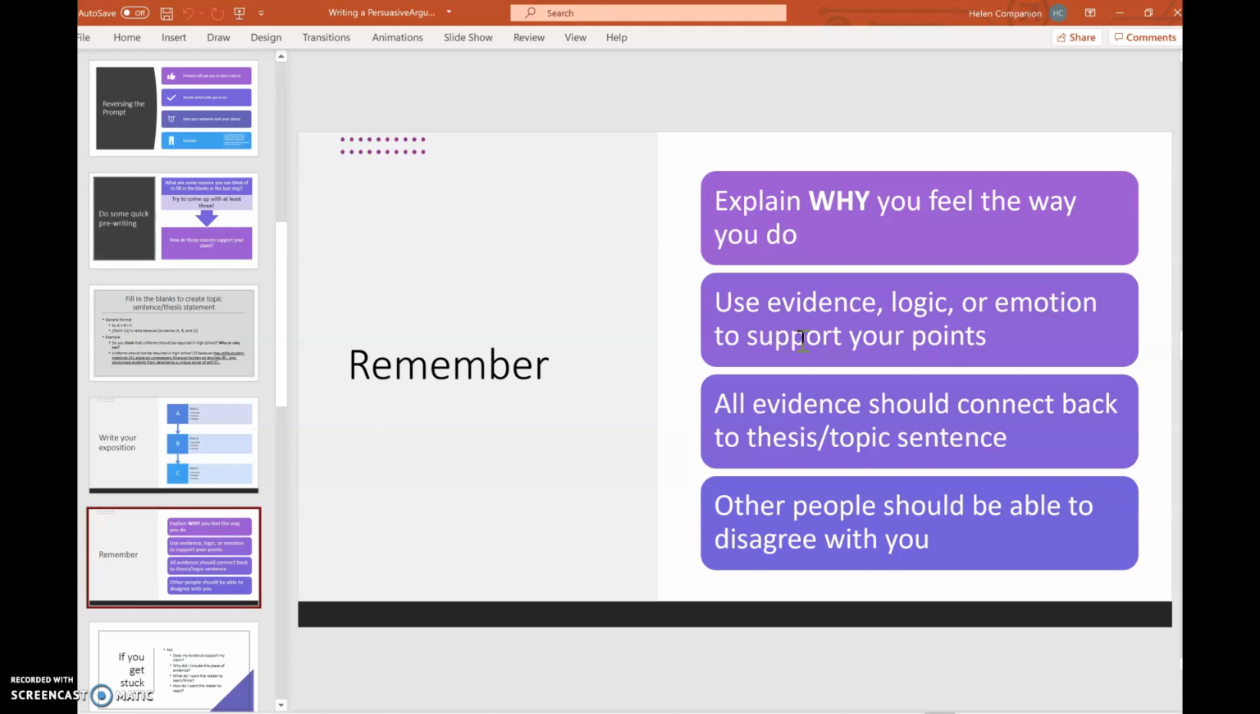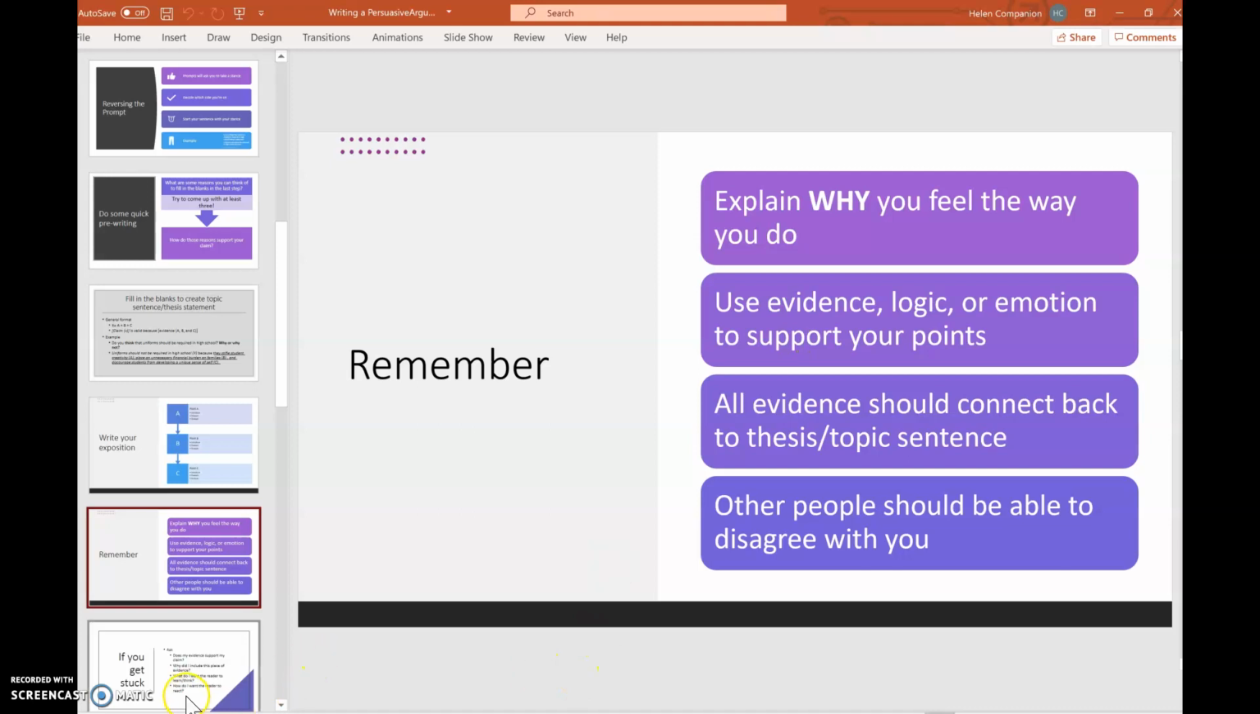All of your evidence should connect back to your thesis or topic sentence, and other people should be able to disagree with you. You're trying to convince someone of a stance, but that doesn't work if what you're doing is something that is obvious or not arguable. If your thesis statement was the Declaration of Independence was signed in 1776, well, that's not really arguable. It was. So there's not really much to say on that. There's not really anything to disagree with.